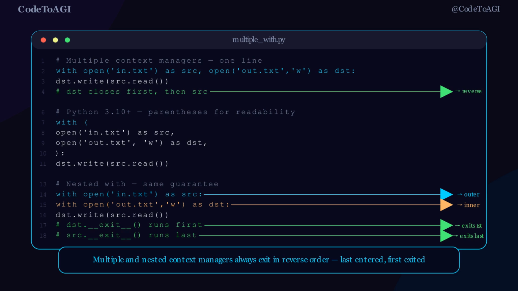And you can nest with statements. An inner with block runs entirely inside an outer one. Dunder exit calls fire from the inside out, just like unwinding a stack.